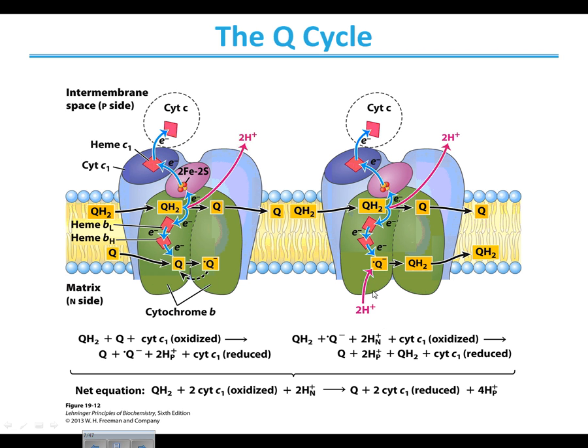And we are also pulling more and more protons from the matrix to go to the intermembrane space. The protons are pulled as they're moving into the radical form of the coenzyme Q, and they're being pumped into the intermembrane space as the fully reduced form of coenzyme Q donates its electrons.